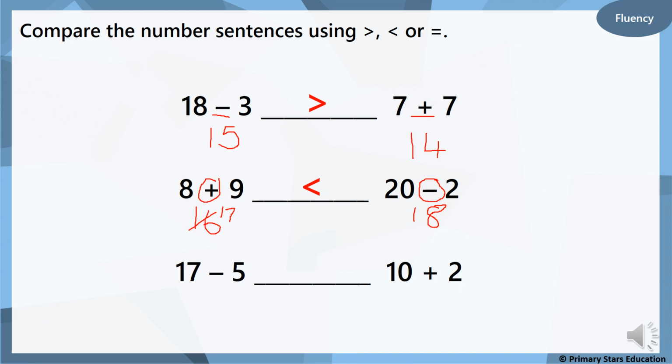And we have another one here. Again, watch out because we've got a subtraction here and then we've got an addition here. So 17, try and work this out. 17 subtract 5.